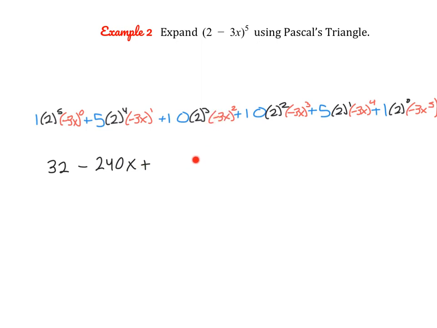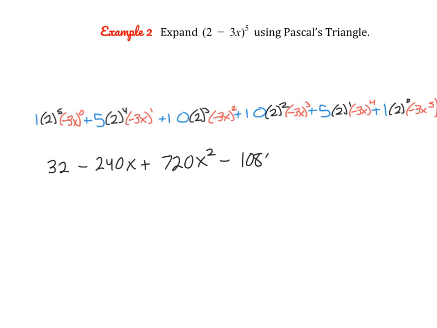Now for this next term, notice that when we square this negative, it is going to become positive. So our next term is positive. So here we have 10 times 2 cubed times 3 squared. So make sure you're multiplying every single part together, giving us 720x squared. The next term is negative because our power is odd for this negative term. So we have 10 times 2 squared times 3 cubed. Don't forget to cube the 3 as well.